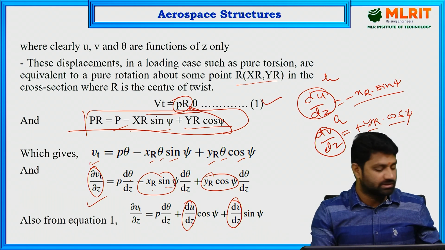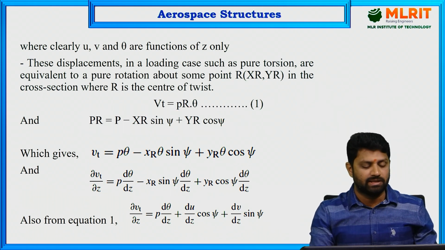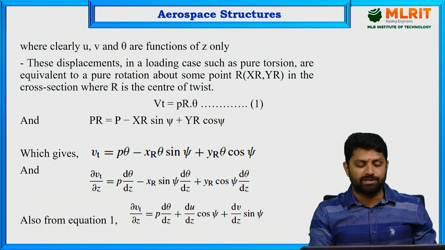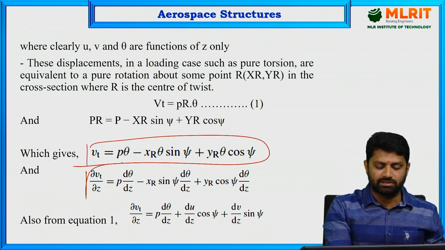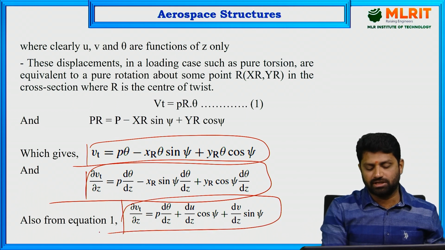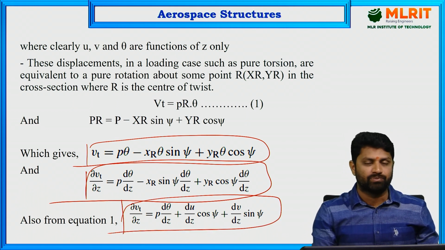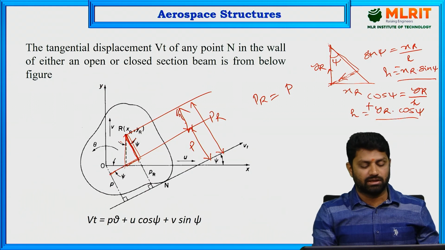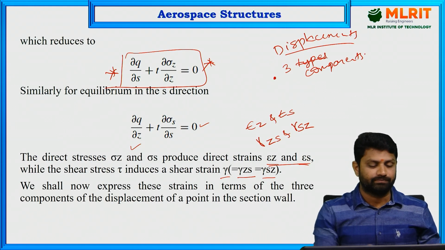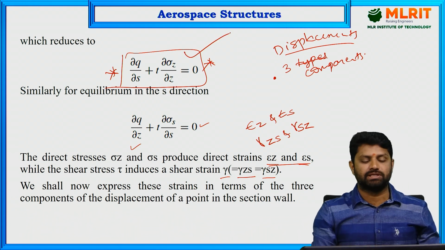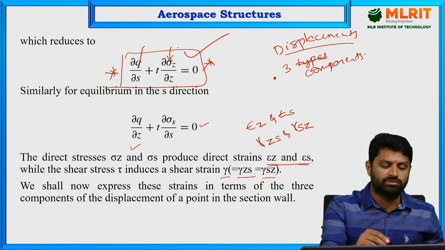These are the displacement relationships which we have to understand for the displacement at any point in the beam cross section, which may be an arbitrary section, open or closed. These are important relationships. This is one relationship, and this is another, and this is another which we have to remember. Also remember that earlier we saw the equation dou q by dou s plus t into dou sigma z by dou z equals 0, which relates the shear flow and the direct stress distribution.